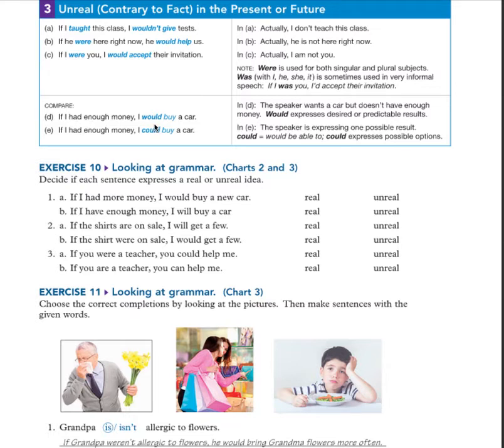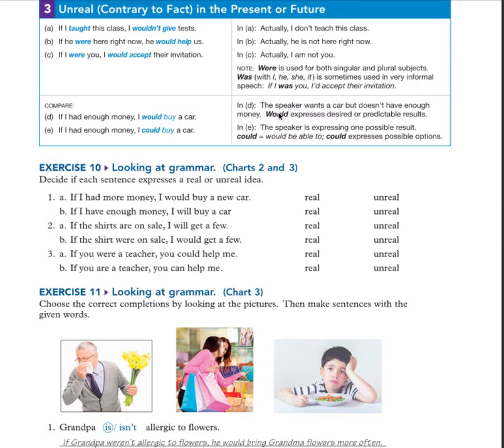If I had enough money, I would buy a car. When you use would in the result clause, followed by the simple form of the verb, that means you only want to buy a car. That's the only option. Look at E. If I had enough money, I could buy a car. When you use could in the result clause with the simple form of the verb, that means you have other possibilities, other options. You could buy a house, you could buy a motorcycle, you could go on a vacation. Okay? But with D, when you're using would, there's only one option.